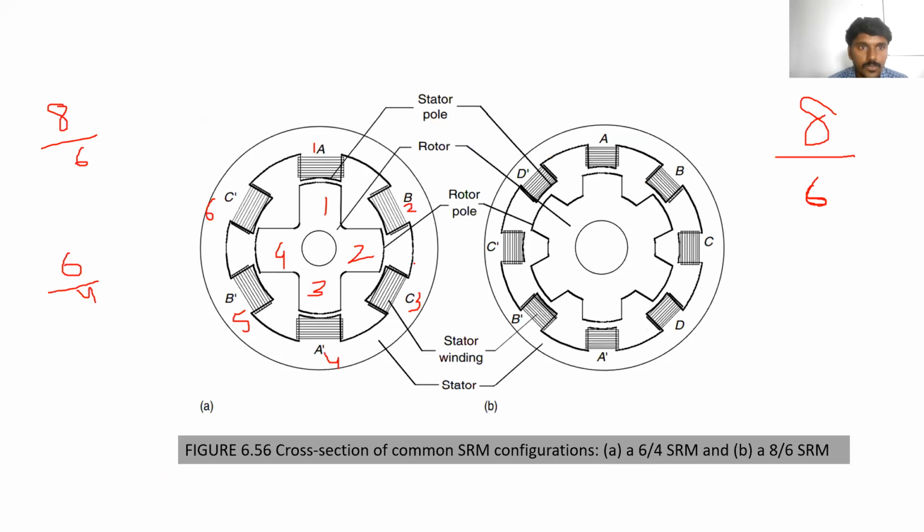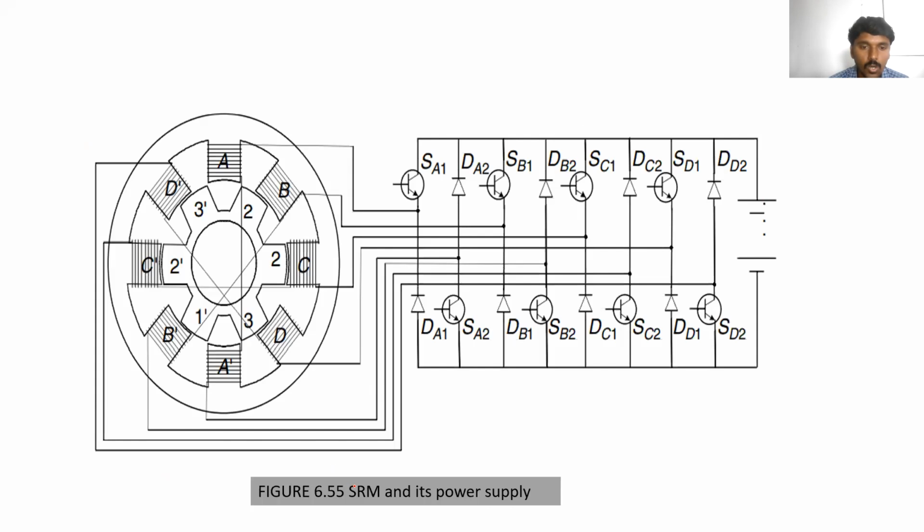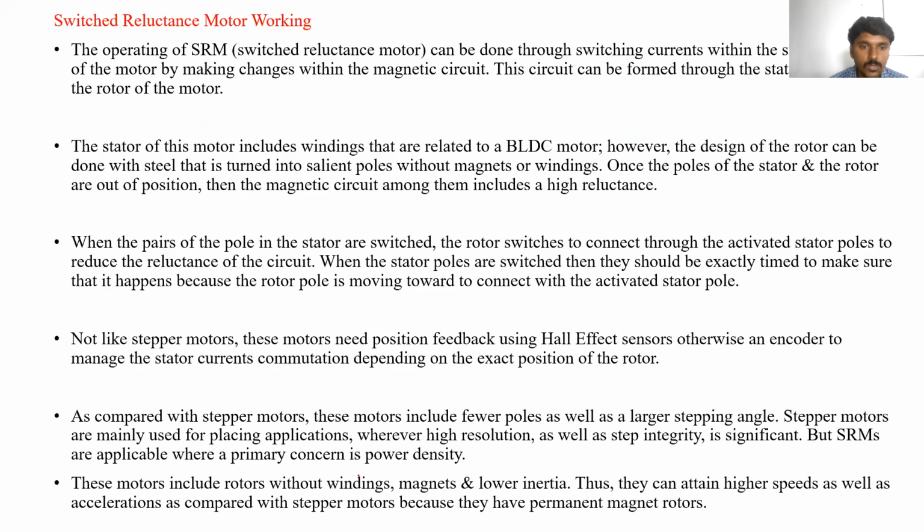Next. Already we have seen this is a 6x4 type switch reluctance motor. So what is the operating principle of the switch reluctance motor? What is the working of the switch reluctance motor?